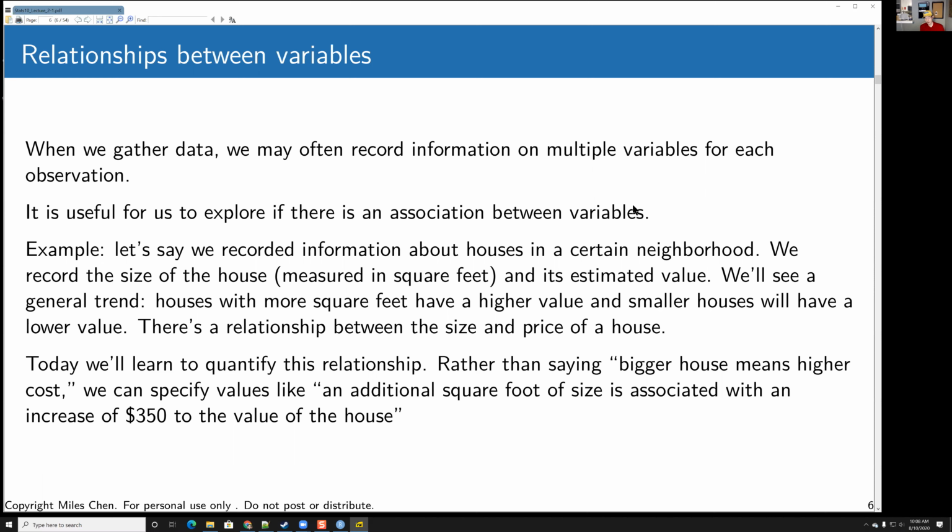And again, today, rather than just saying bigger houses cost more, smaller houses cost less, we're going to quantify it and say, if you have another house that's 1 square foot bigger, you can expect it to cost $350 more, something like that. Okay, that's kind of the idea that we're going for today.